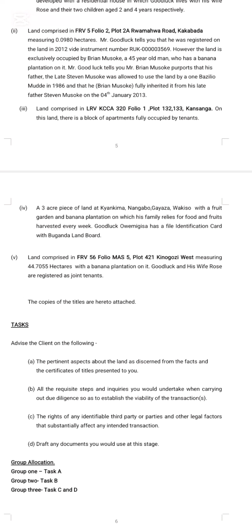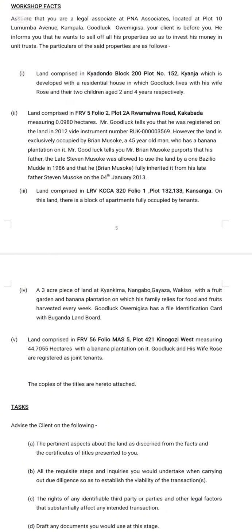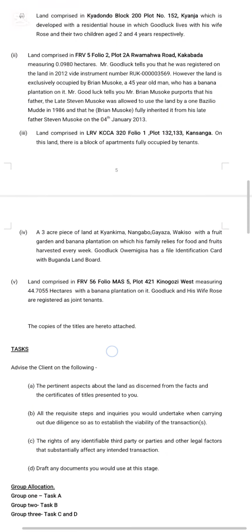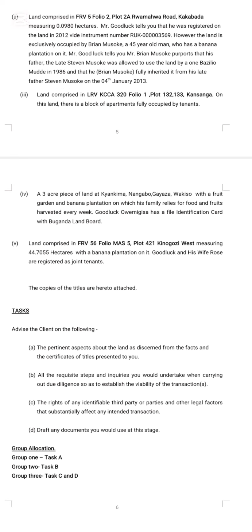So the second title is about the one in Bugahaya, and the one in Bugahaya is Block Plot 401, Block 20 at Chinongozi West. It's the last property.